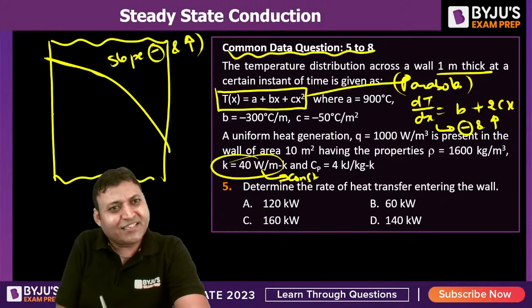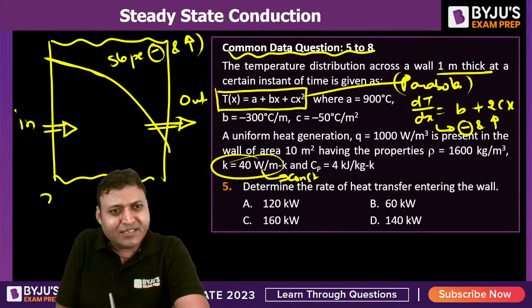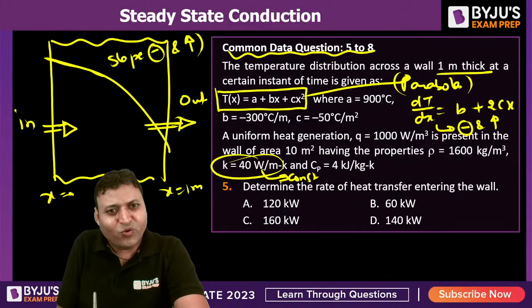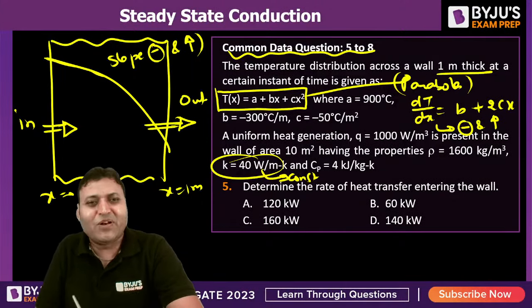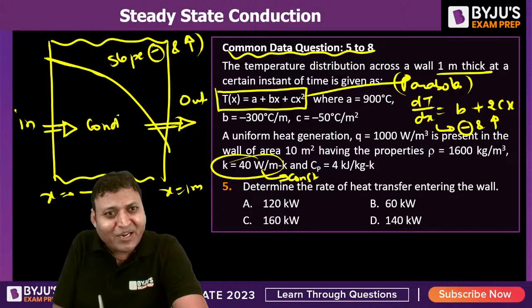So there is a heat generation. The heat will flow according to the temperature profile. You can see the heat will flow from left and will leave from the right. This is x is equal to 0. The direction of heat transfer will be from left to right, and the mode of heat transfer will be conduction.